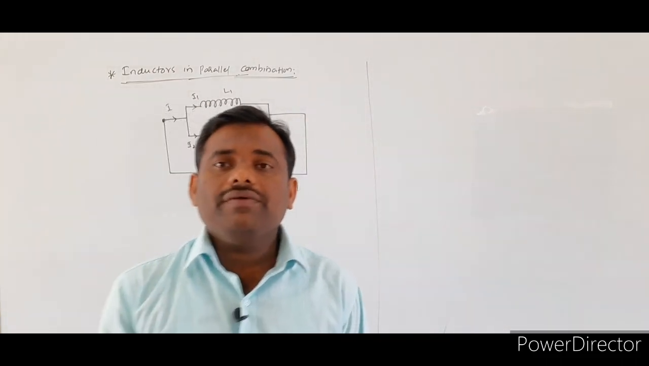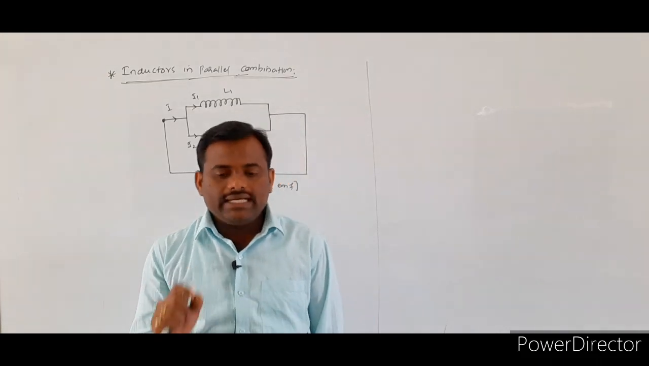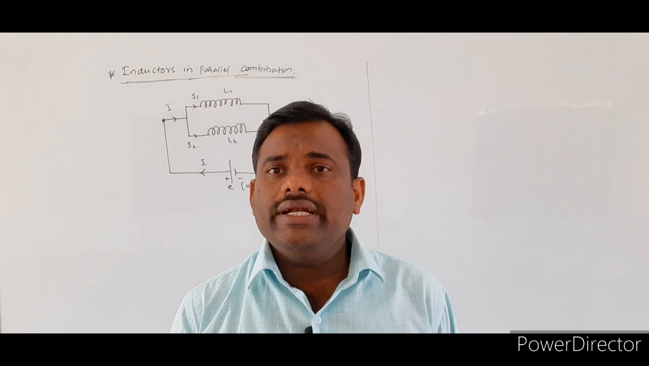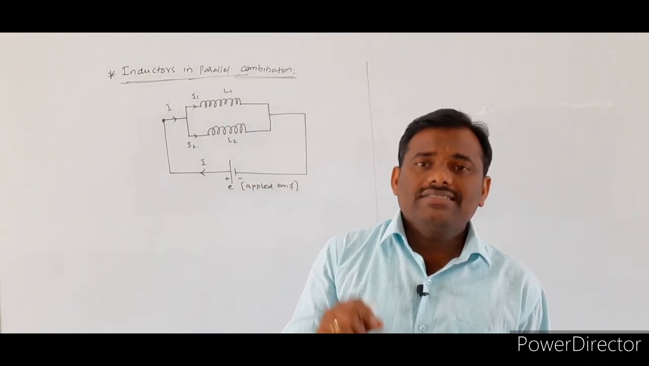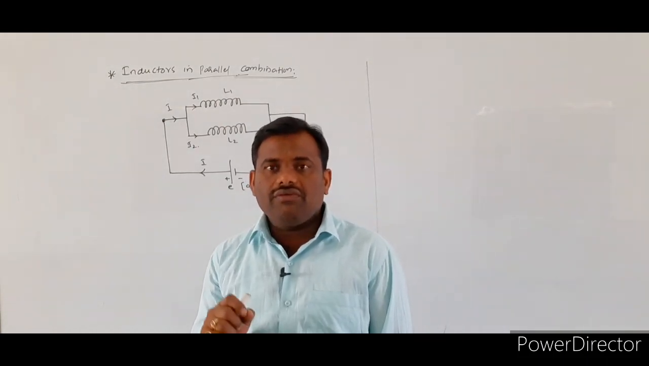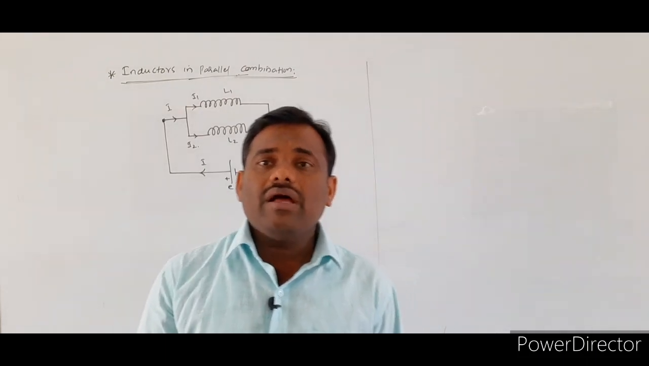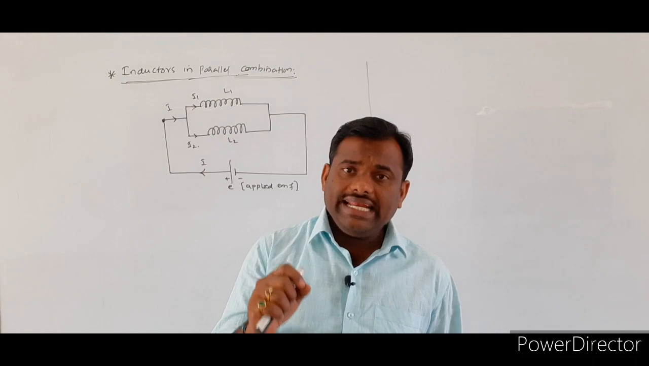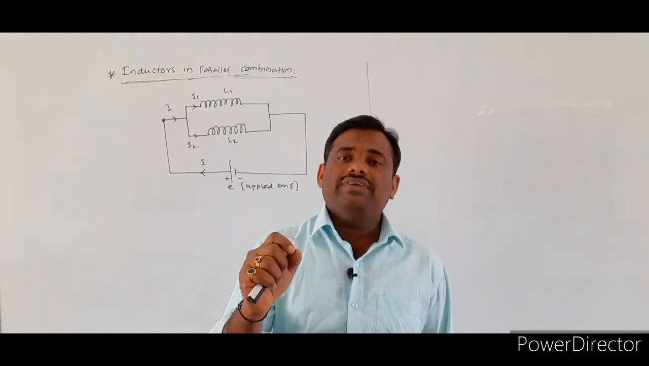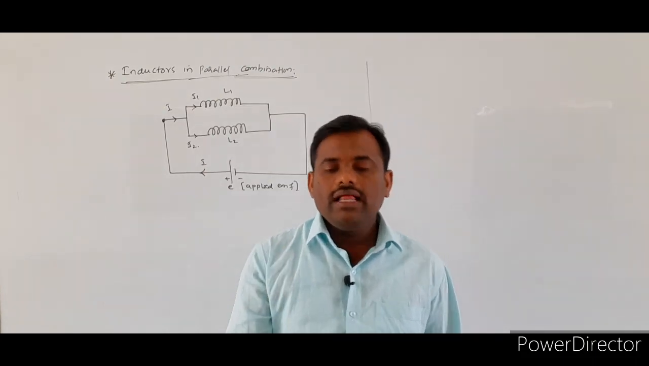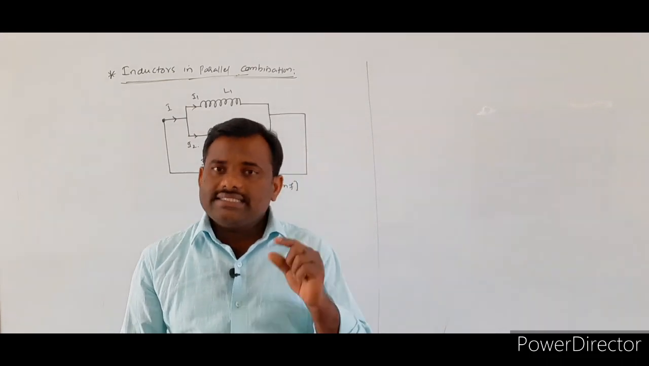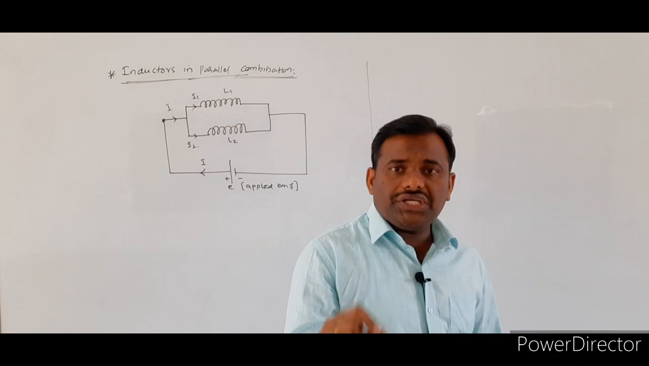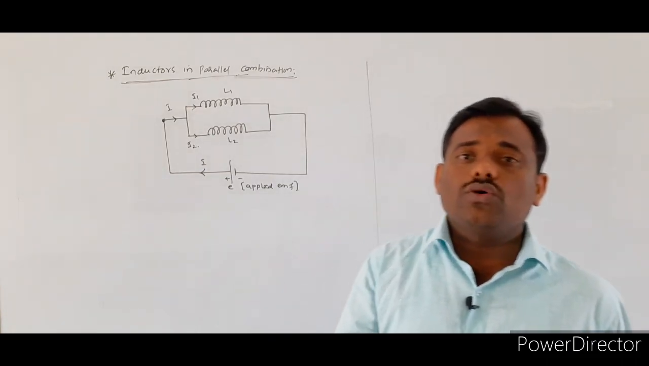In the last topic we said that since the two inductor coils are connected in series combination, through each and every inductor coil the same amount of electrical current will be flowing. And one more thing we said: the change in electrical current through each and every inductor coil also remains the same.